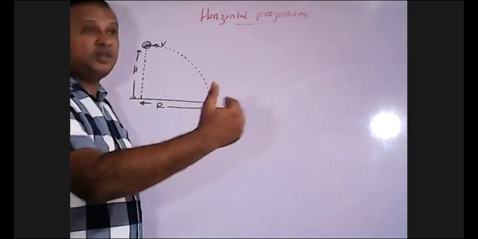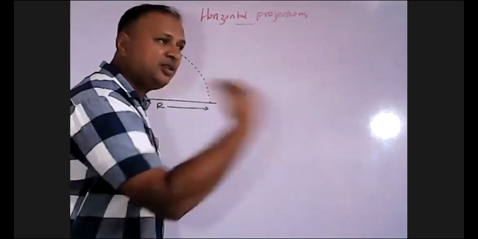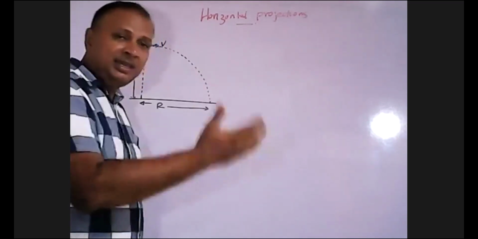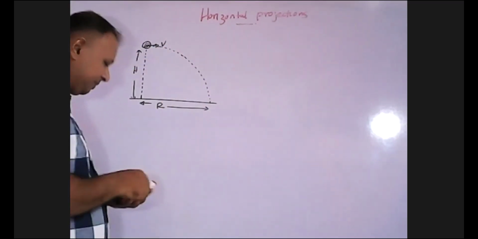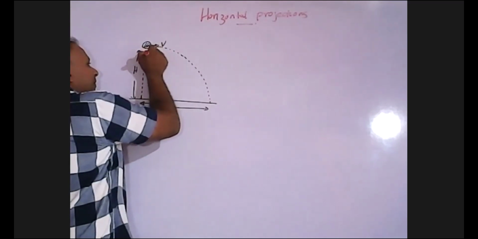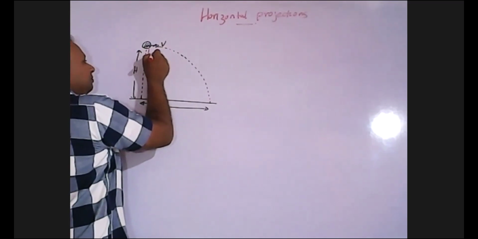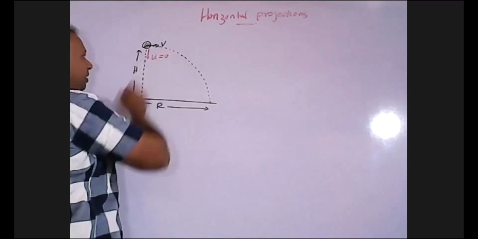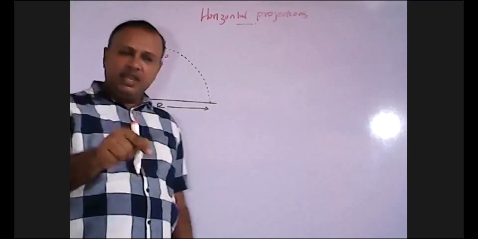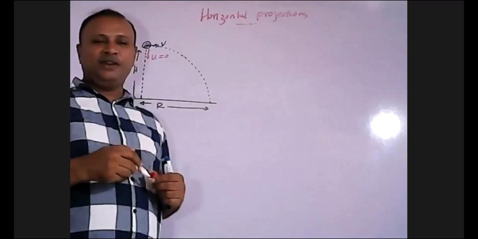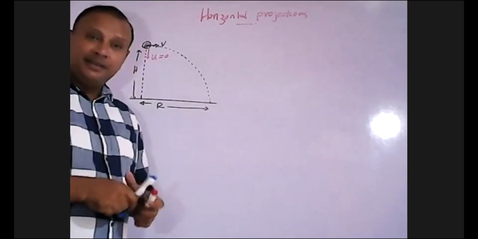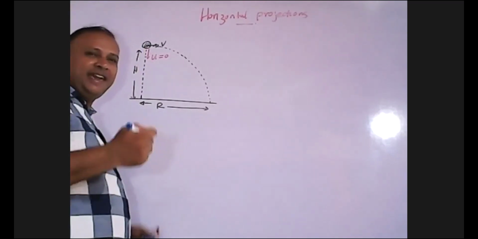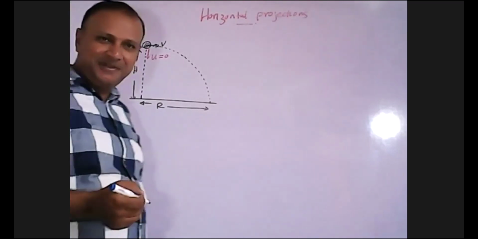So if it is a horizontal projection, that means the initial velocity is in horizontal way. That means initial vertical velocity is 0. So if it is 0, definitely you can tell this one. H is equal to 5t square.